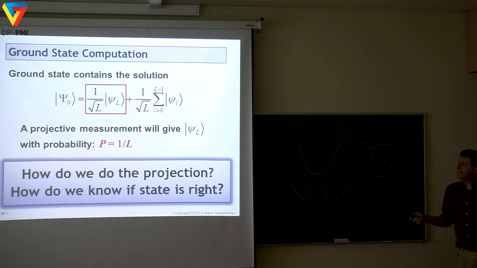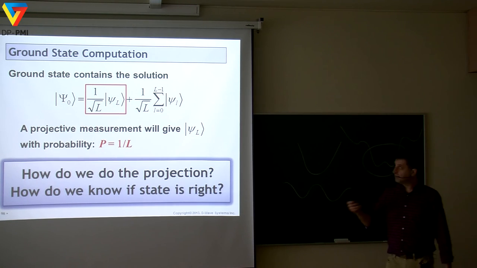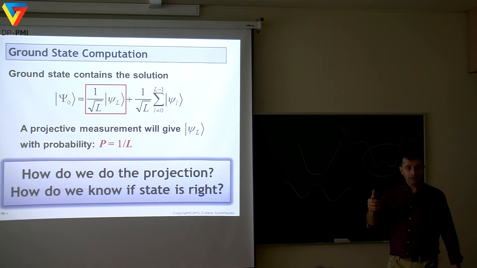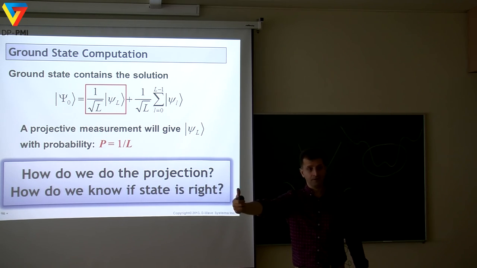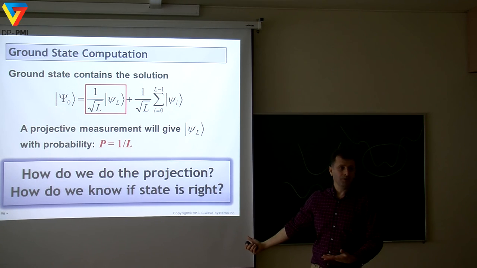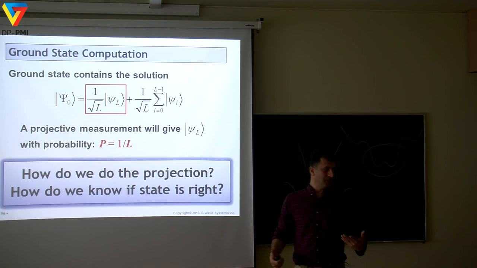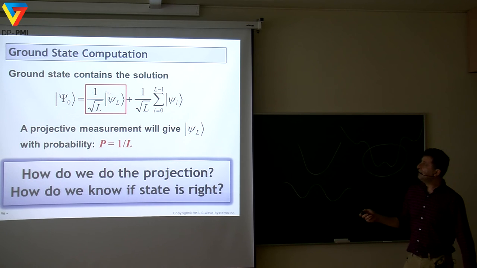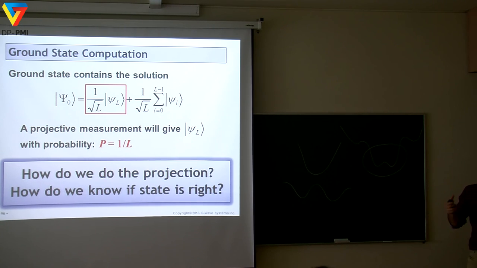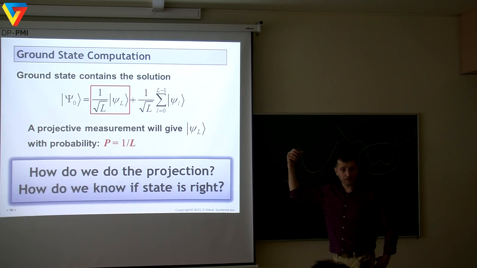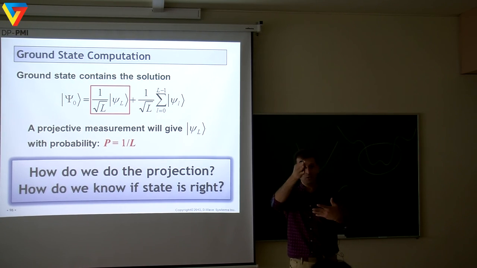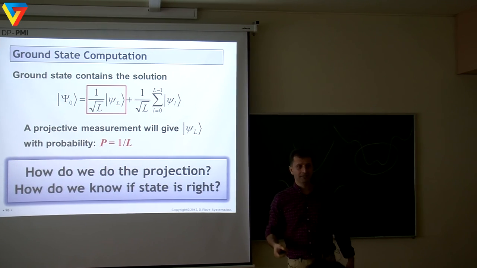But in order to do that, you need to do a projection measurement. So how can I do a projection measurement in psi? If I knew psi L to do the projection measurement on that basis, then I already know psi L, so why should I measure it? And even if I do a projection measurement, how can I know that I got the right result? This also goes back to the first idea. How can I make this U only act on the psi that I want it to act on?